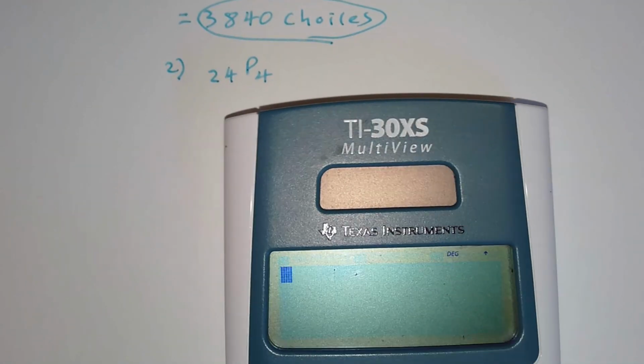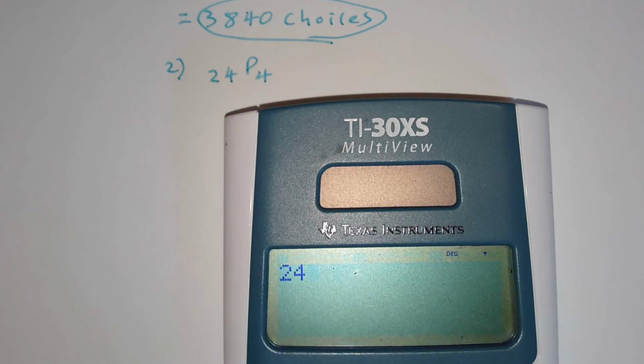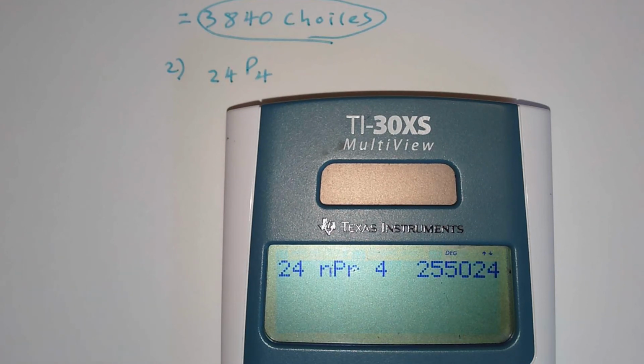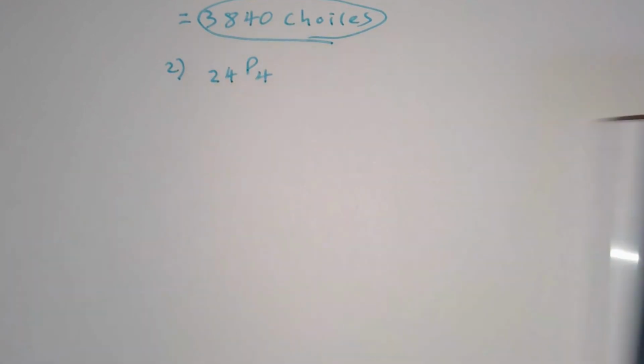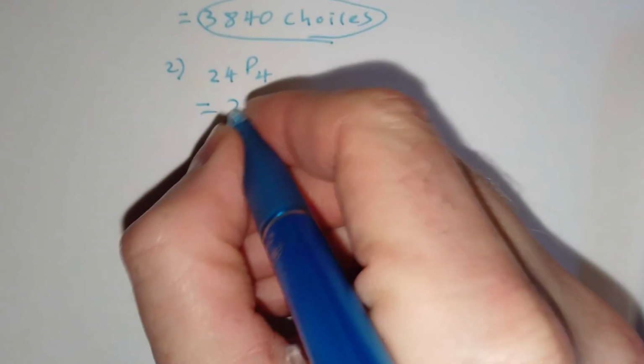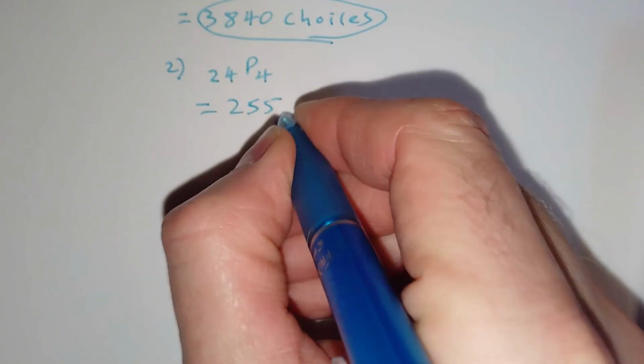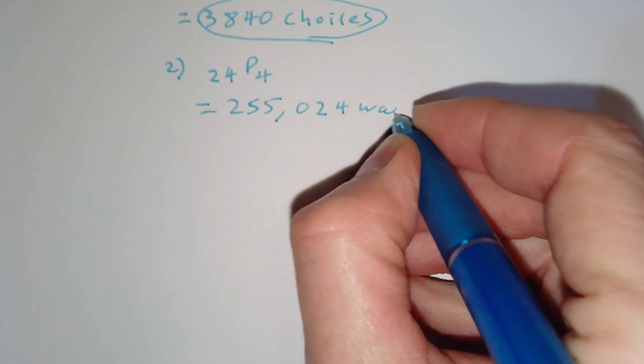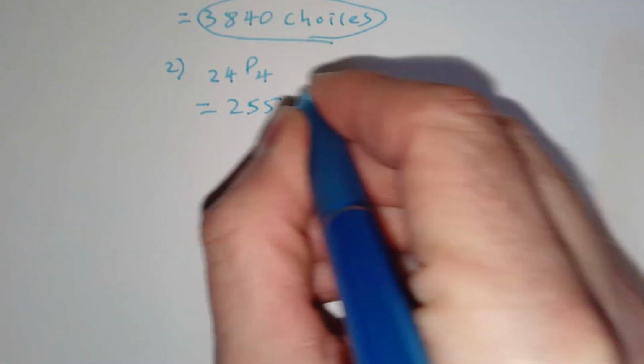So on our calculator, we're going to type 24, do our probability key, nPr, 4, enter. And that will give us 255,024 ways that team could be chosen.